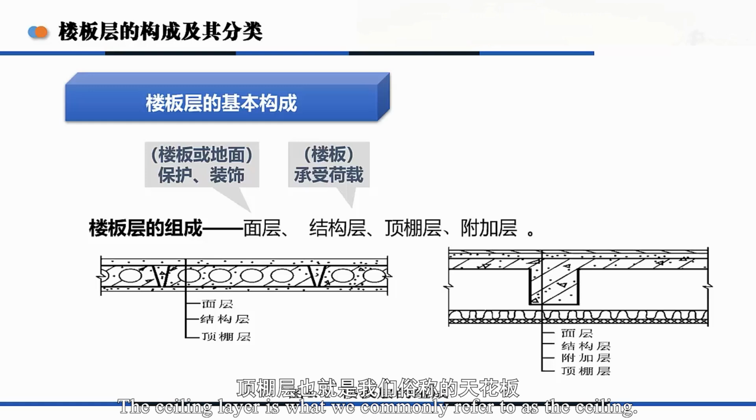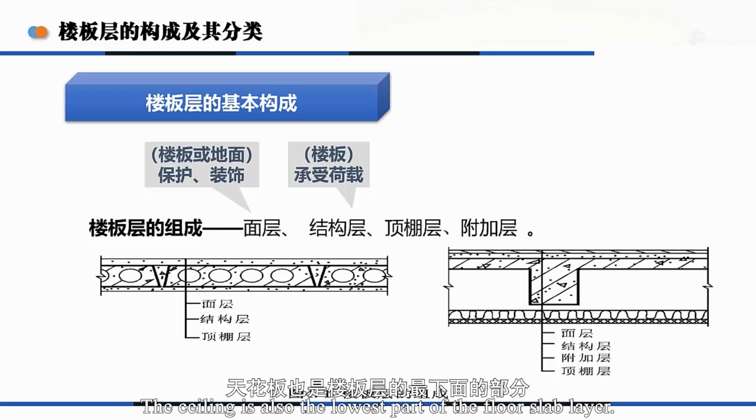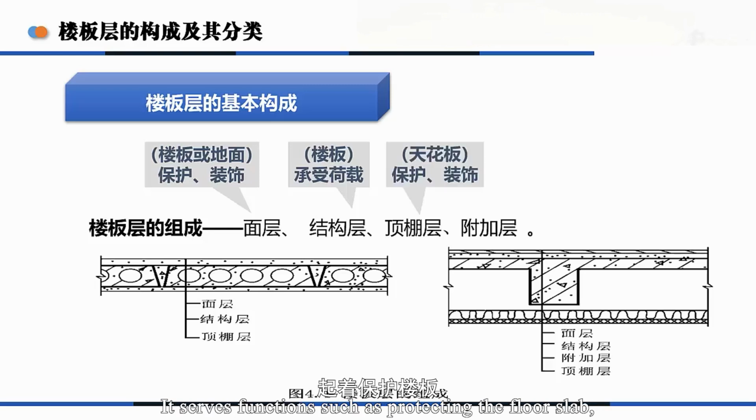The ceiling layer is what we commonly refer to as the ceiling. When we look up, we see the ceiling layer. The ceiling is also the lowest part of the floor slab layer. It serves functions such as protecting the floor slab, installing lighting fixtures, concealing various horizontal piping and equipment, and decoration.